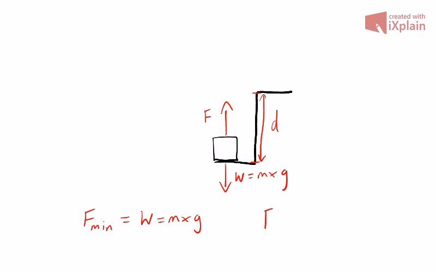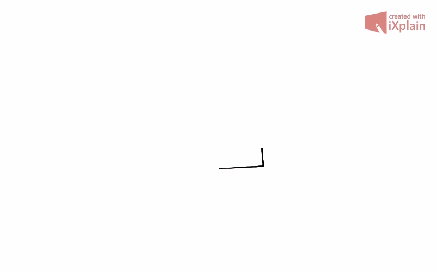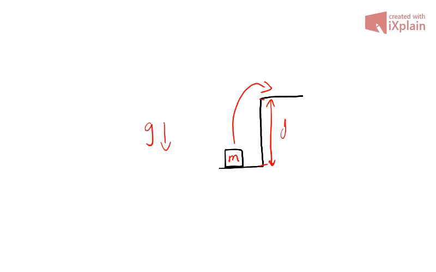And I can relate that to my work done function. So it will be the minimum force that I have to apply multiplied by the distance travelled, which in this case will be the height between the floor and the shelf. So let's put some numbers into this example. So again, there's my shelf and there's my box. This box has a mass, obviously, and gravity is going to be acting downwards, and I want to shift that box up to the top shelf. And there's a distance between the floor and the shelf, and that's going to be d.